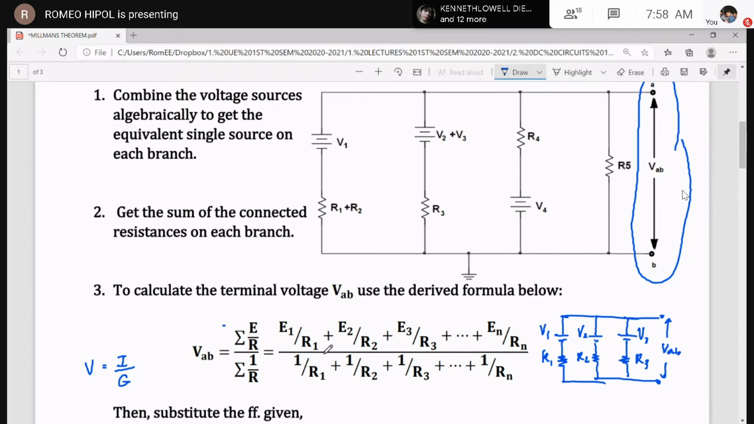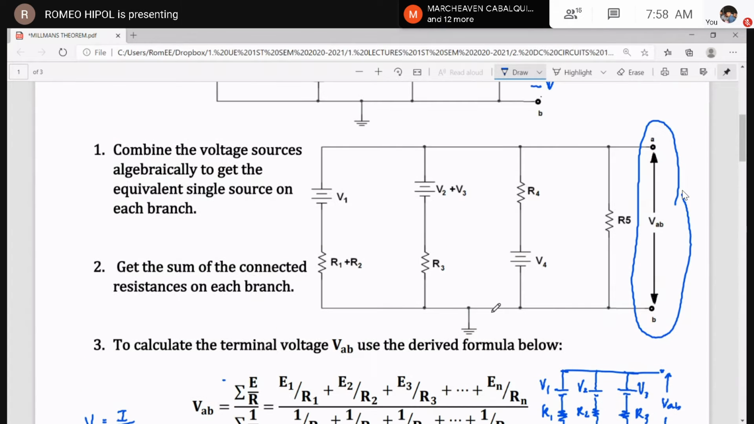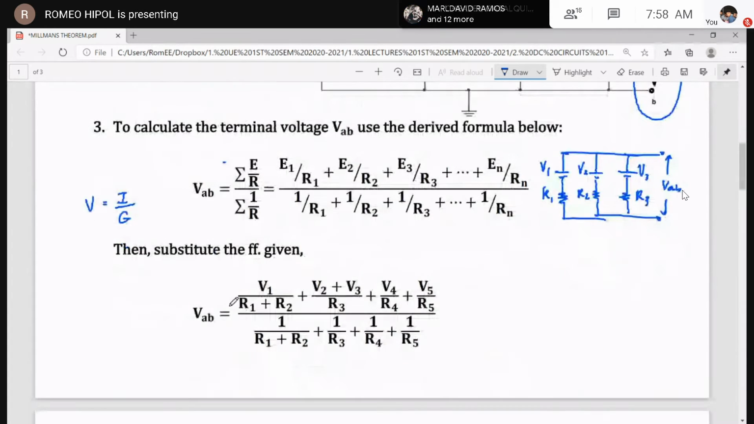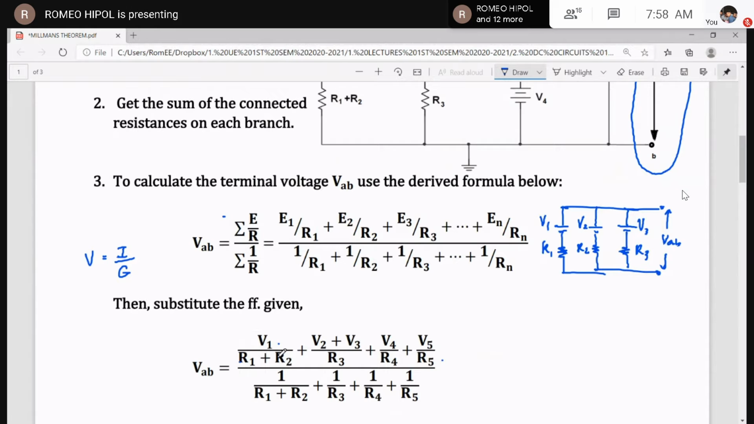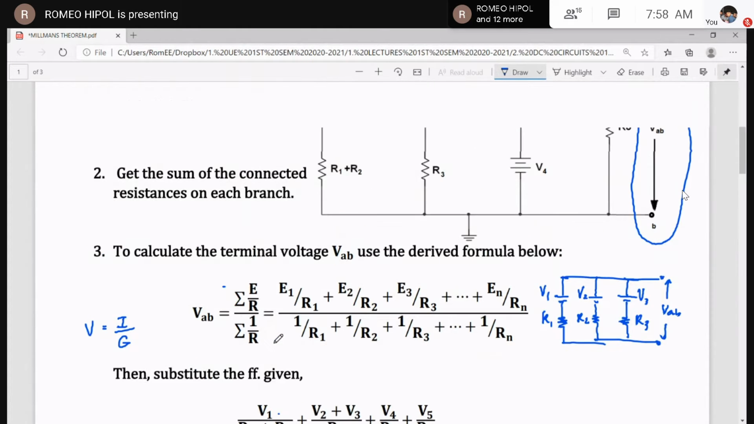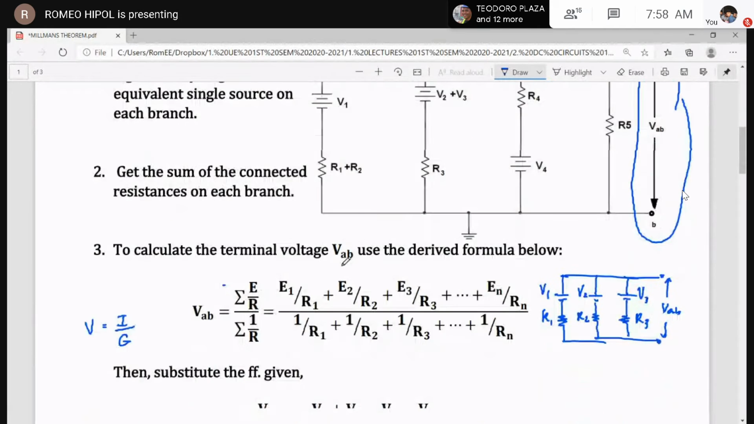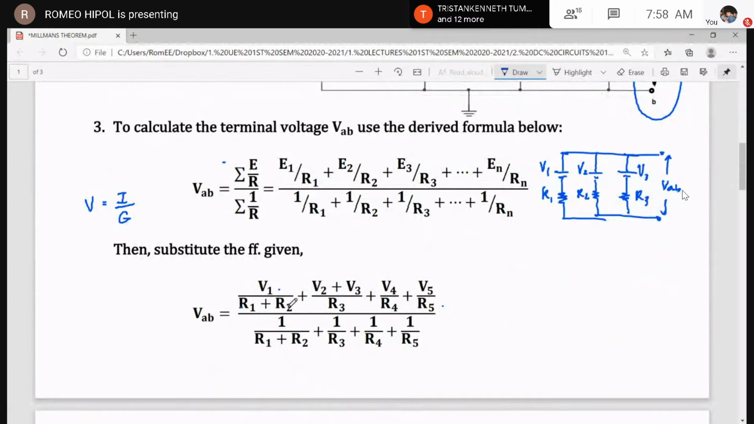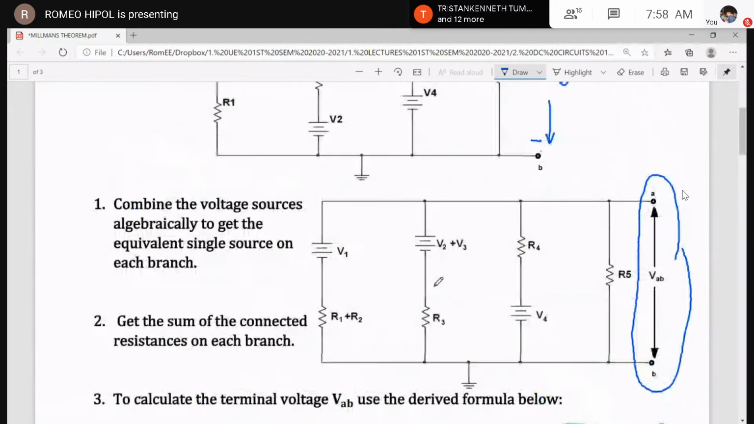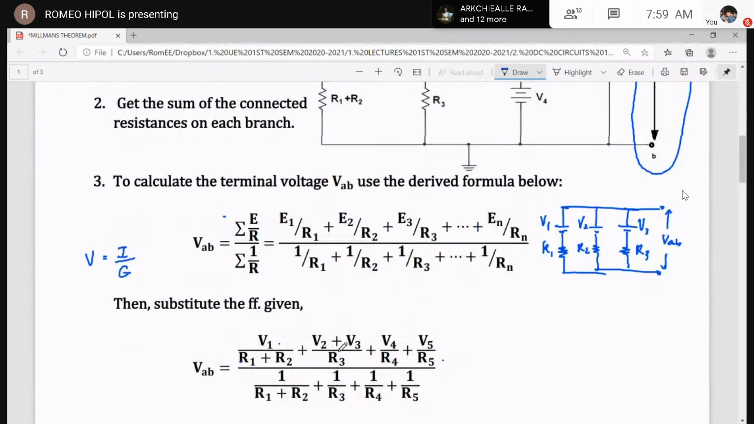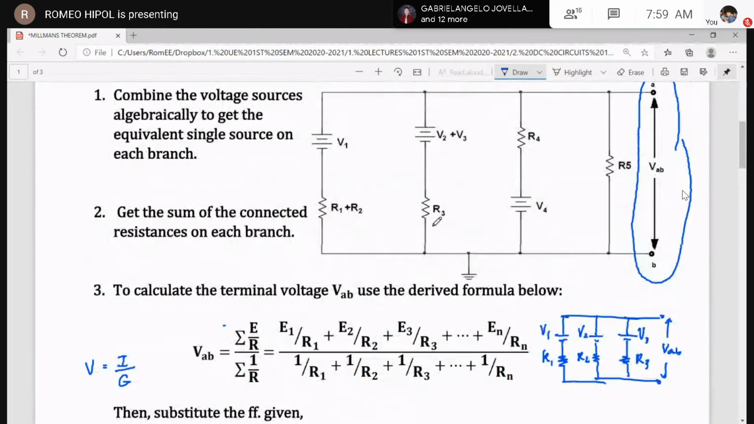Now if we are going to apply this formula to the given circuit, we will have the equivalent formula. In this case, we have supply V sub 1 for the first branch and an equivalent resistance of R1 and R2, so divided by R1 plus R2, plus the equivalent or combined voltage of V2 and V3 divided by the connected resistor R3 on the second branch.